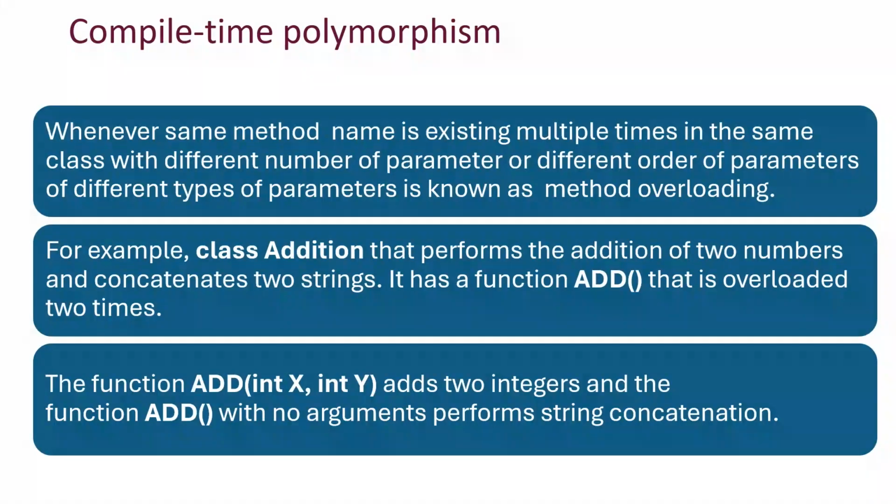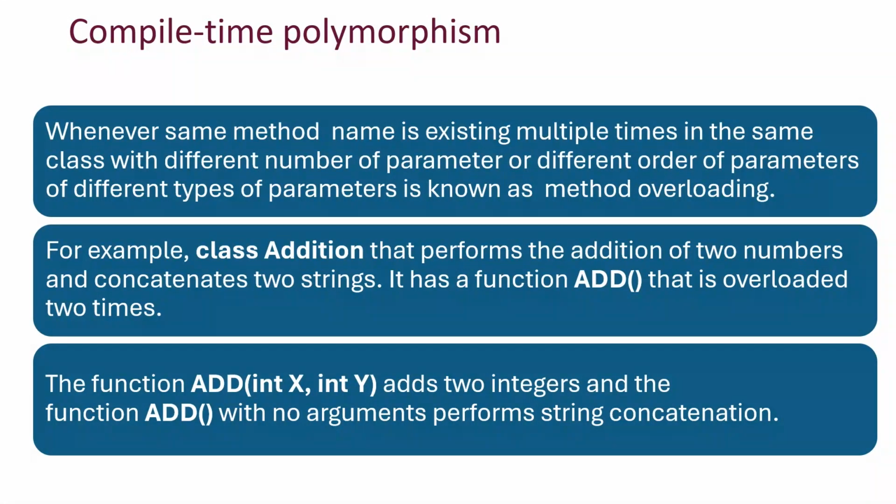Number of parameters means we can declare the parameters as integer a, or integer a comma b comma c, or integer a comma integer b. So the number of parameters can be different, and the order of parameters can be different too. The types, meaning data types, can also differ: integer a comma integer b, or float a comma float b, or double a comma double b. So the data types also can be different. This is known as method overloading, or function overloading.